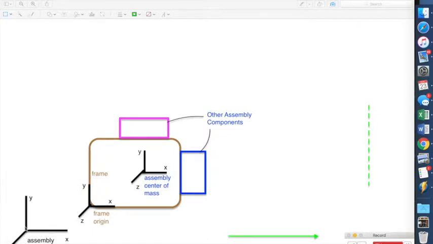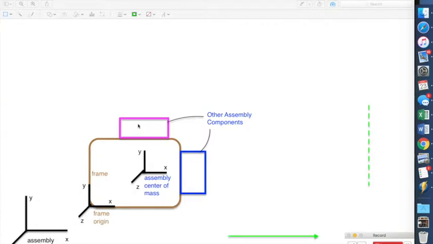has an origin, right? We'd call it a global origin, and it has an X, a Y, and a Z. And then our frame piece, this brown rectangle with rounded corners, we'll just imagine that that represents the frame. It has an XYZ origin as well.